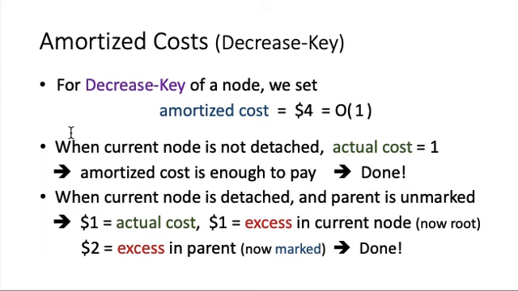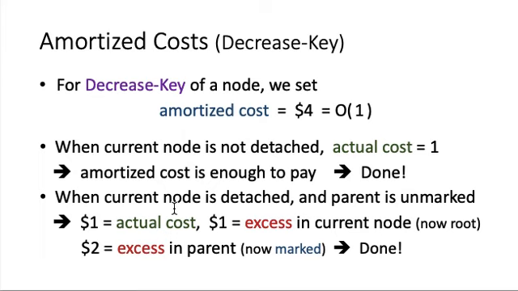Okay, so there are different scenarios. First of all, when we do decrease key, the best scenario, meaning we don't need to do a lot of things, is when the current node is not detached. We just decrease the value and find that the heap property is still okay. So the actual cost is just 1, and the amortized cost is $4. It always has enough to pay. So we're done for this case. $4 will be enough for this scenario.